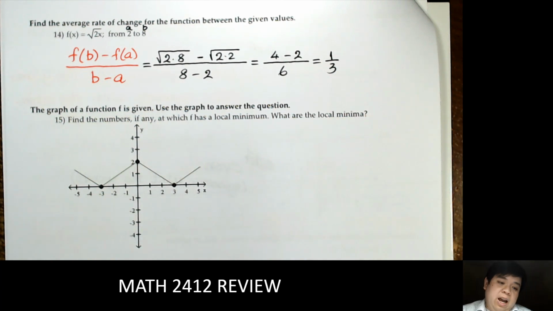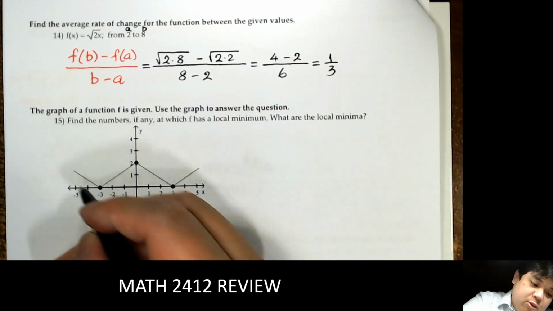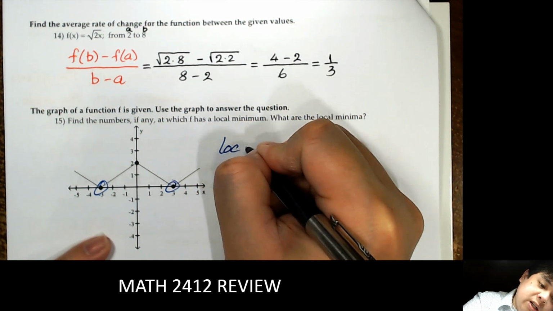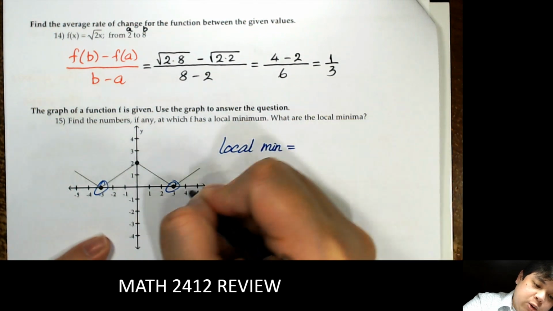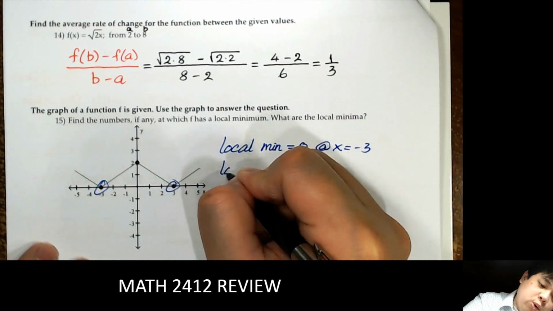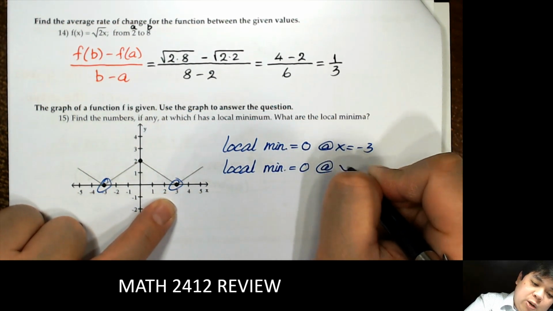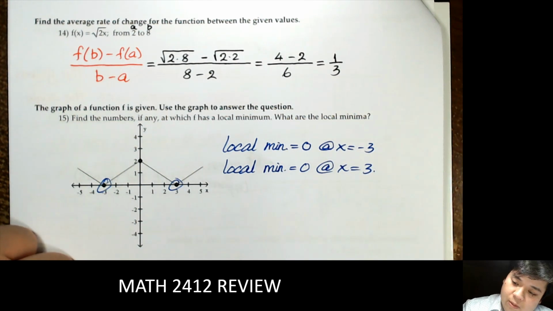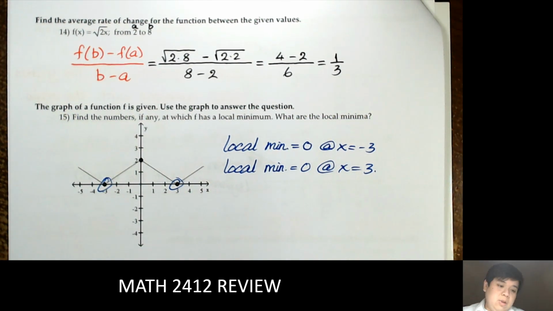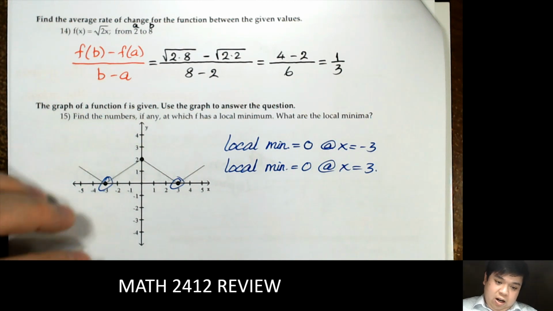Find the numbers, if any, at which the function has a local minimum. What are the local minimum or minima? So for local minimum, we find there are two points, here and here. So we say local min equals, at this point, the y value is equal to 0 when the x value is equal to negative 3. Or we could also say the local minimum is this point when x equals 3.